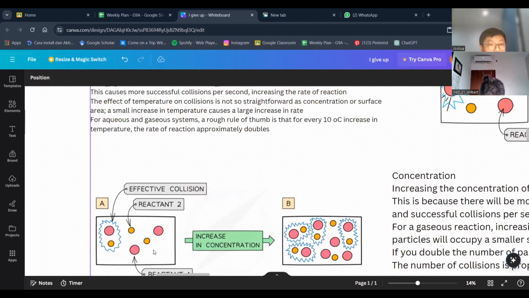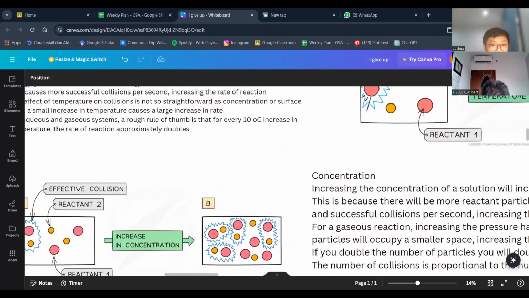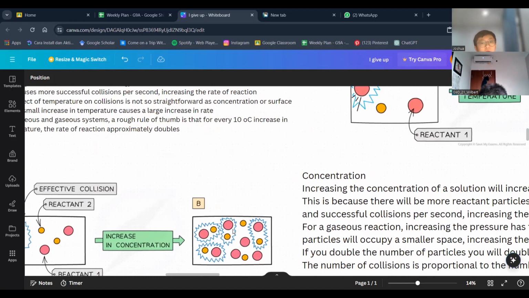There are only three of each particle there. Meanwhile, here it's quite crowded with a lot of them. It's more concentrated, so it's more likely for them to collide with each other.